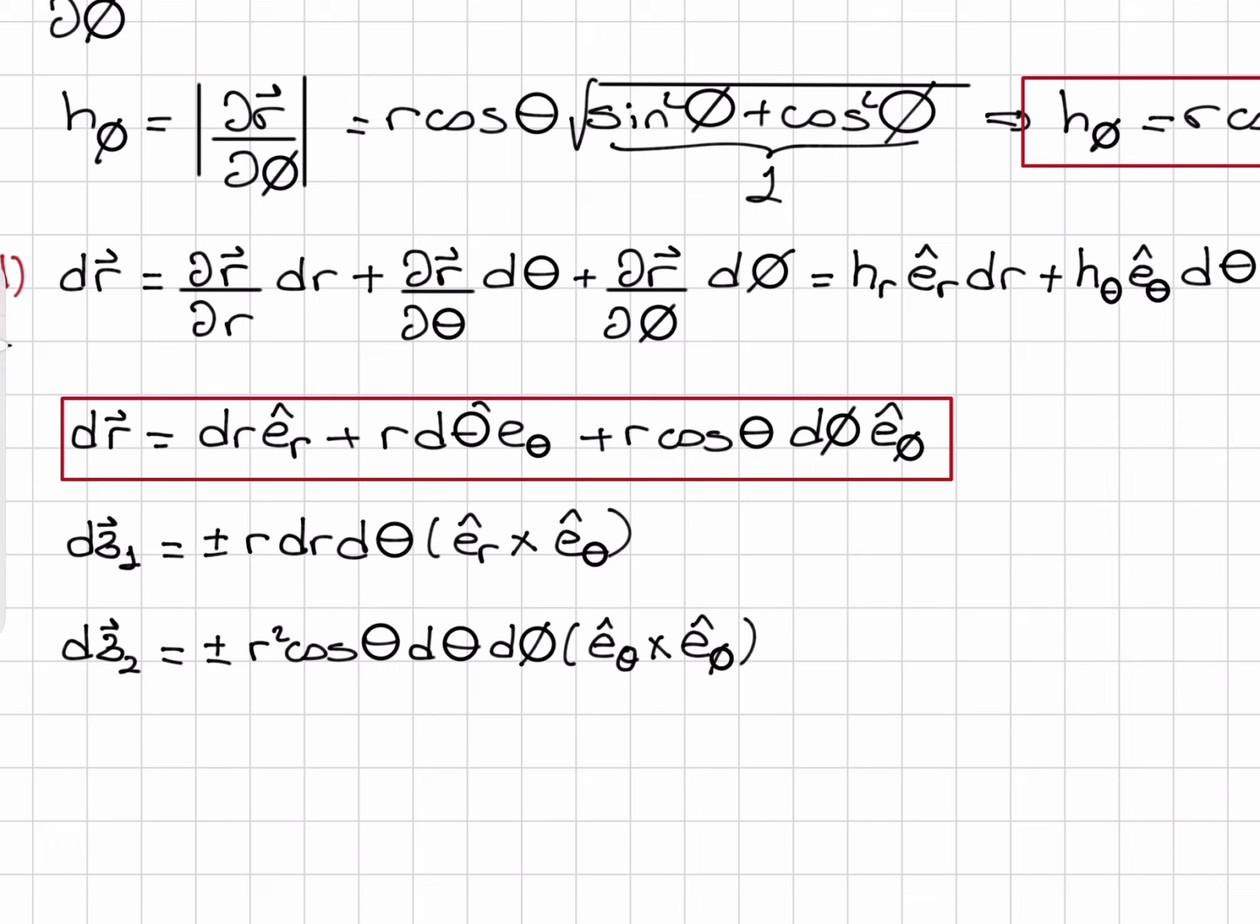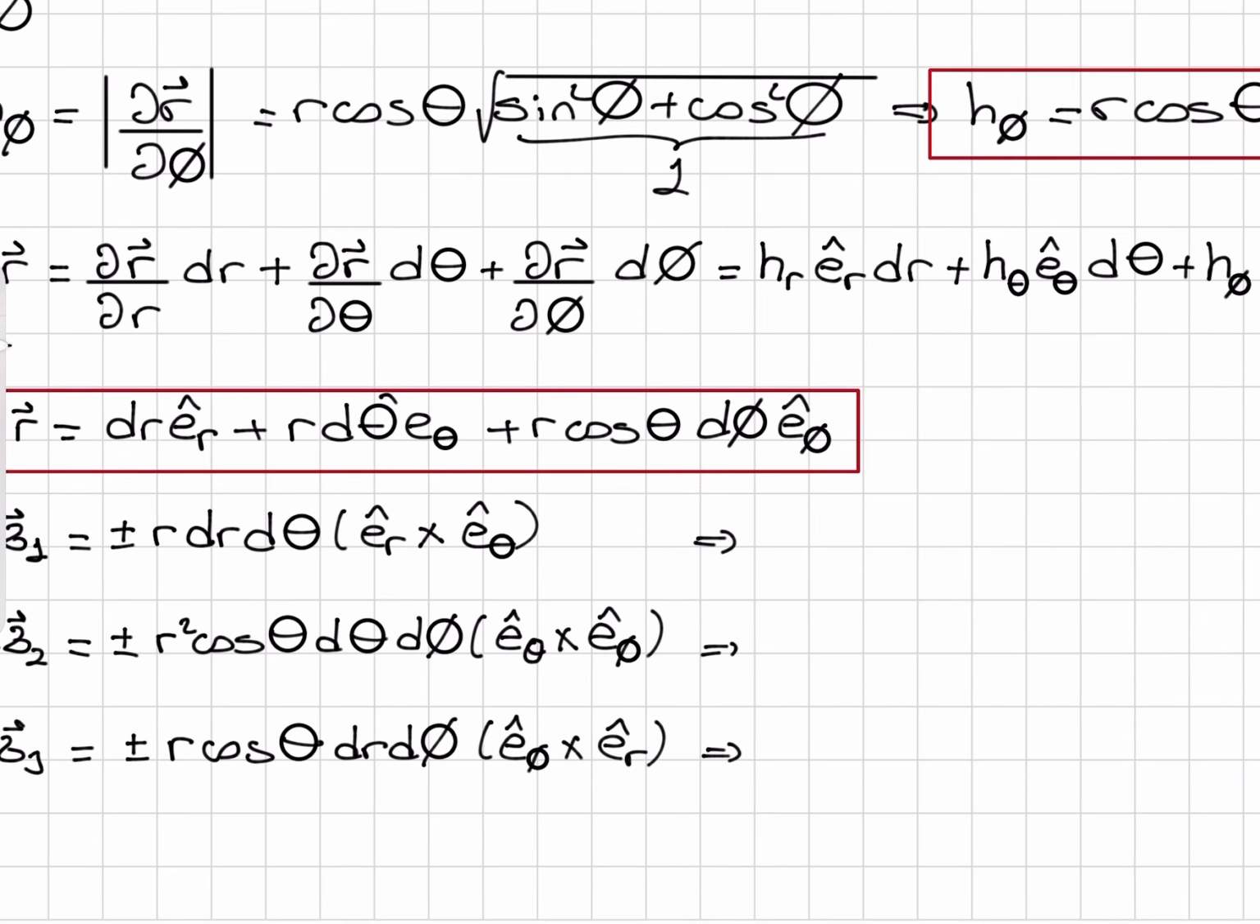And d sigma 3 is now going to phi and r. So plus or minus, h phi was r cosine theta, but hr was 1. So it's r cosine theta dr d phi, e phi hat cross product with er hat. So it must be perpendicular to both of these vectors.